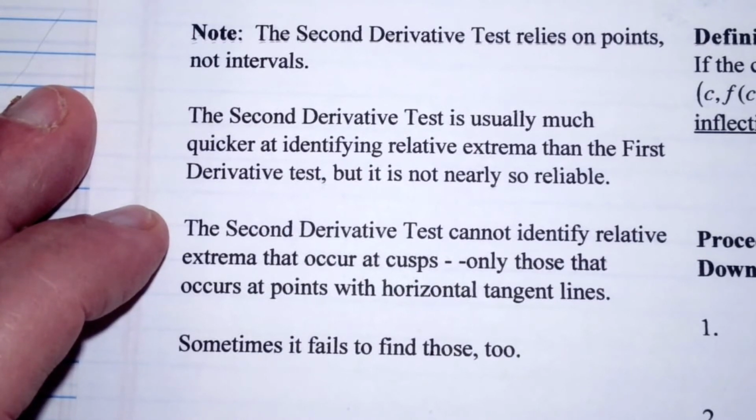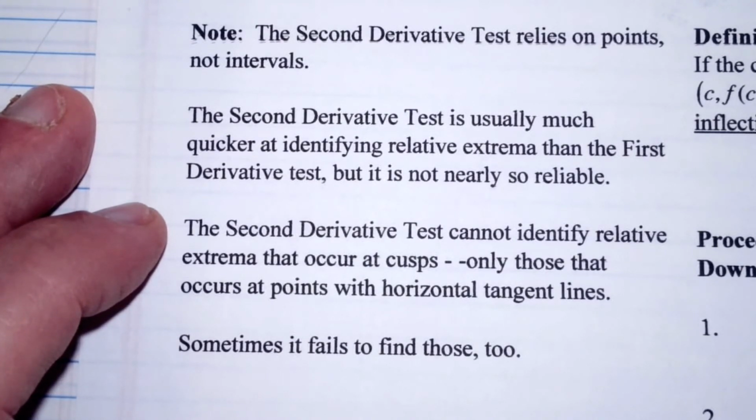So it is a little bit quicker at identifying relative extrema, but it's not so reliable as the first derivative test. The second derivative test cannot identify relative extrema that occur at cusps. Remember we said that we had to have a horizontal tangent line, that the first derivative had to be 0. And sometimes it fails to recognize extrema occurring at horizontal tangent lines.